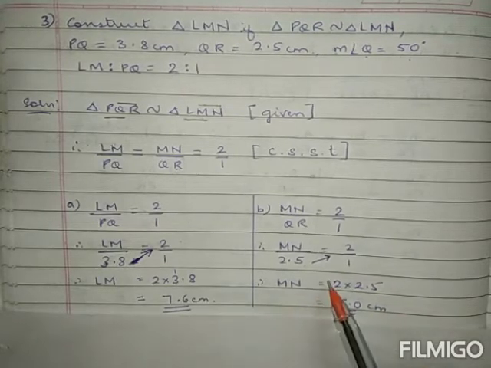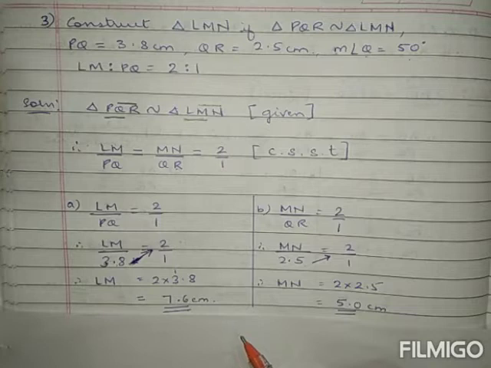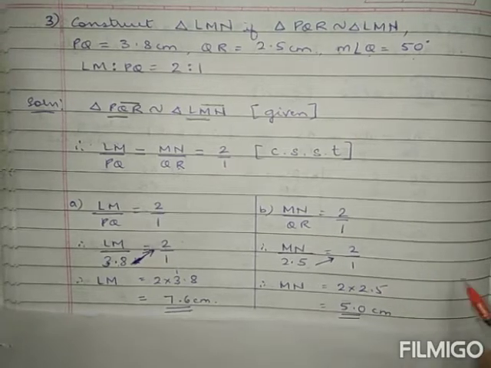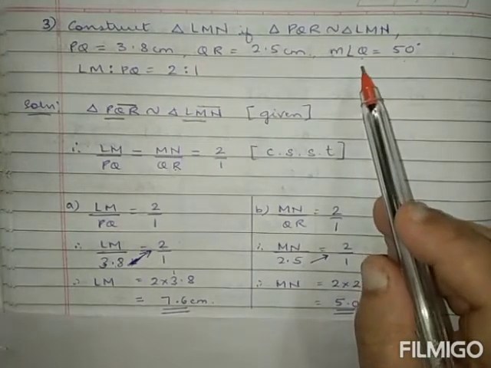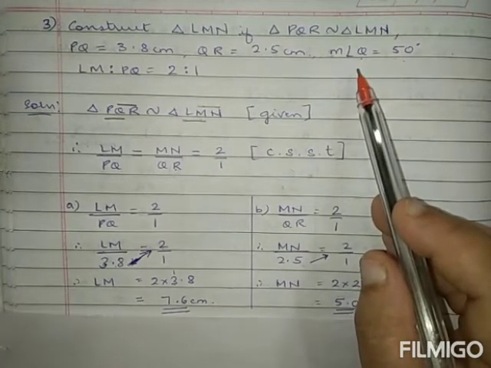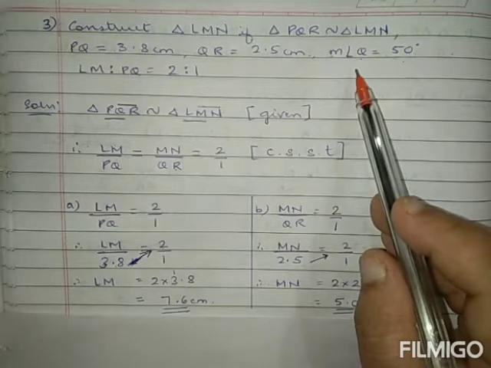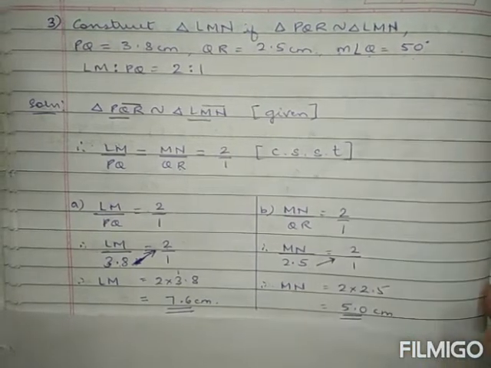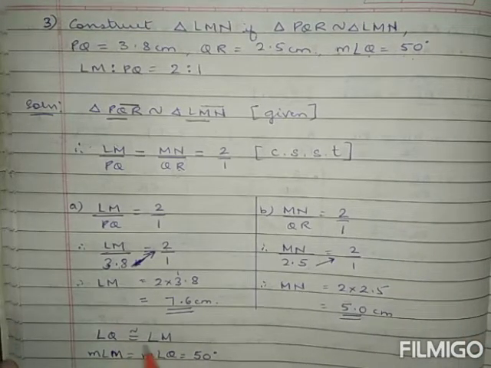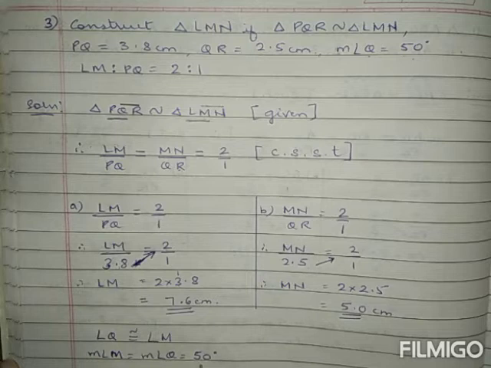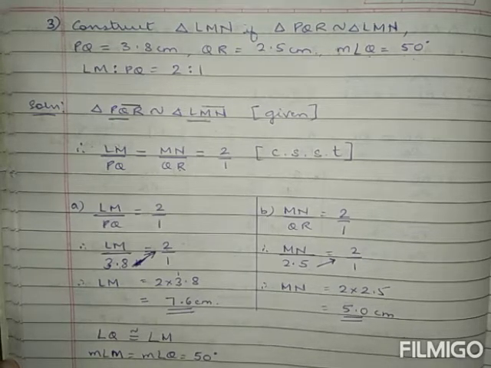We had done this for the earlier two constructions as well. But now instead of the third ratio, we have this angle given here. And what do you know about angles of similar triangles? That the angles are congruent. So angle Q is congruent to angle M, therefore measure of angle M, which we do not know, is equal to measure of angle Q, which is 50 degrees.